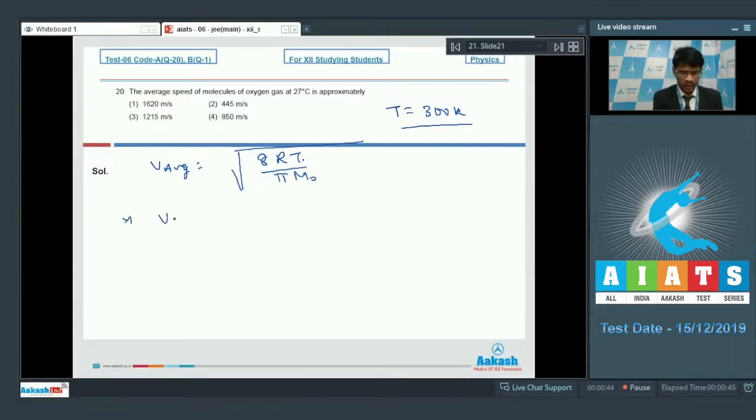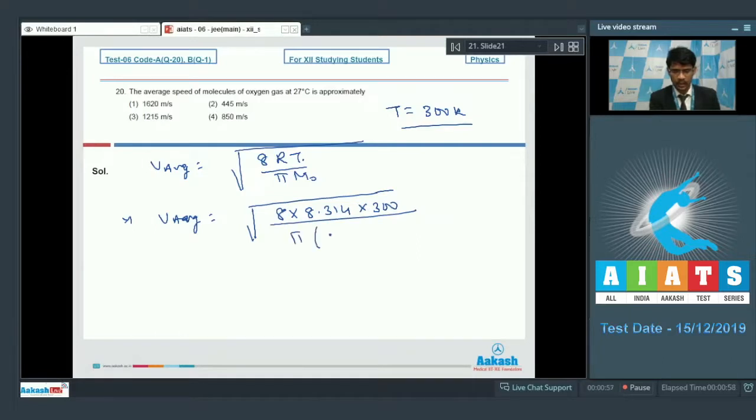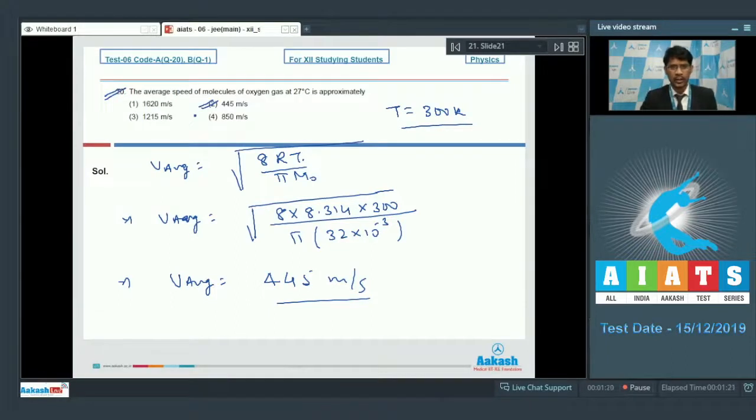So putting the values here, V average calculation comes out with R to be taken as 8.314, T is 300 Kelvin, divided by pi and 32 into 10 to the power minus 3 kg per mole. Fine. So this is the value here. If we make the calculation, this value comes out to be very close to 445 meter per second. So for question number 20, option 2 is the correct answer. Now let's proceed to the next question.